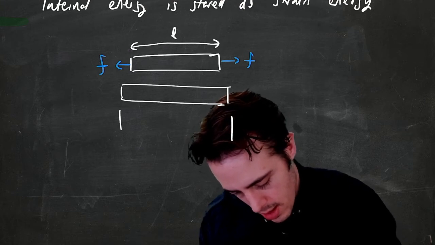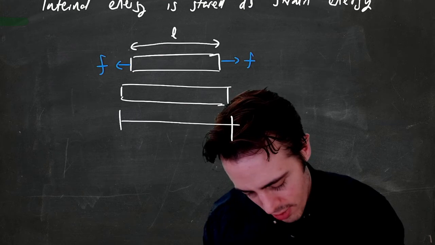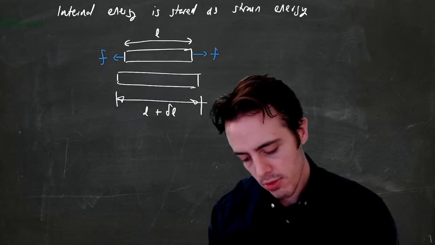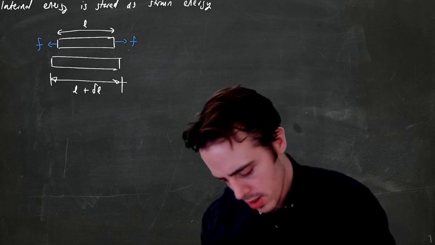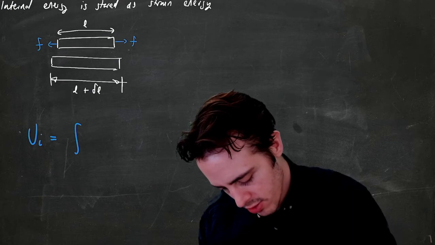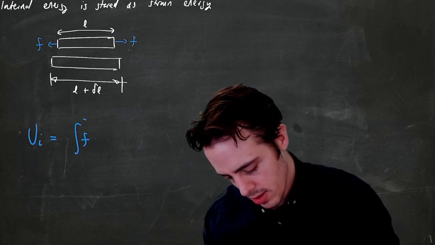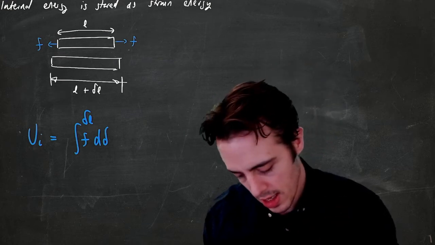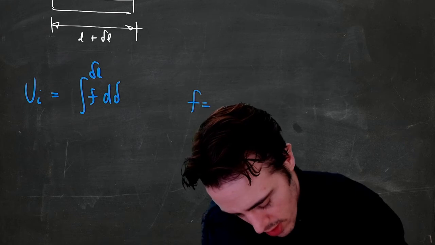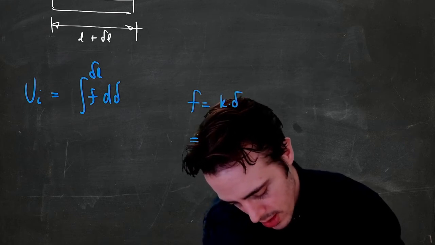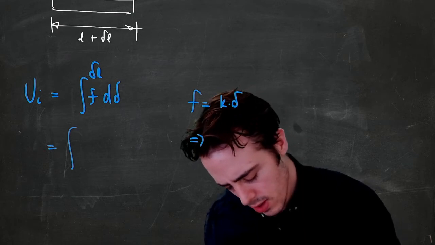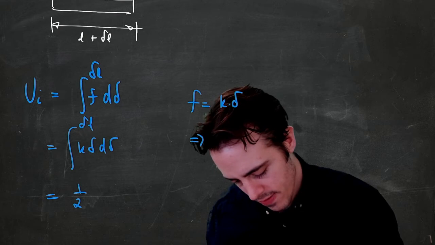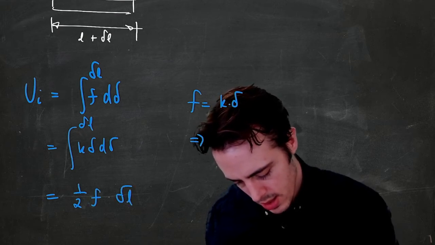So the change here, it's going to be kind of hard to draw, but let's draw it like this. This would be L plus delta L. Okay, so delta L is the change. And through a very similar means to what we did for external work done, we can say UI is equal to the integral of that force all the way up to delta L with respect to d delta. Okay, and very similarly, we'll just say again that force is a function of delta. So force is equal to k delta, and therefore this is equal to the integral of k delta d delta. And hopefully you'll see this just gives me a half force multiplied by delta L.